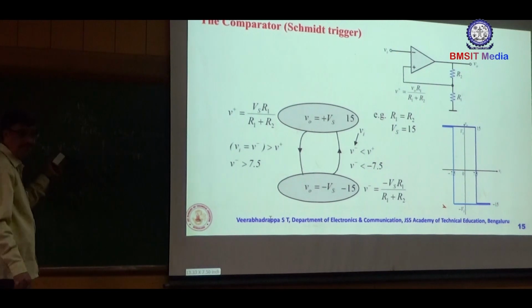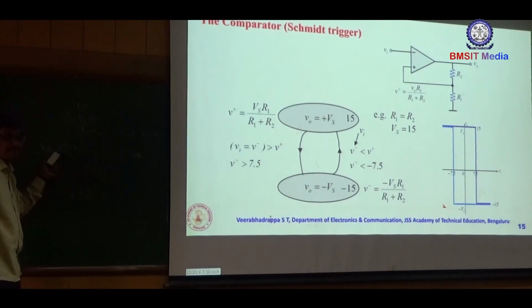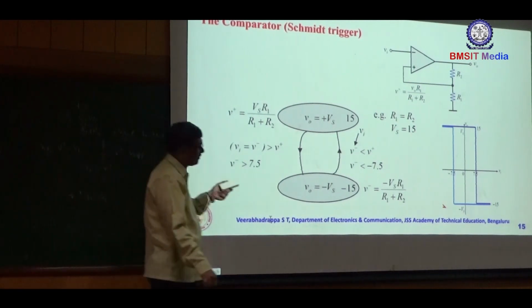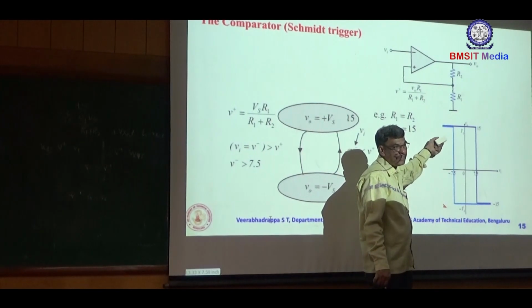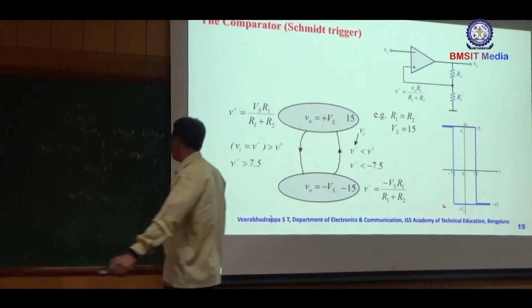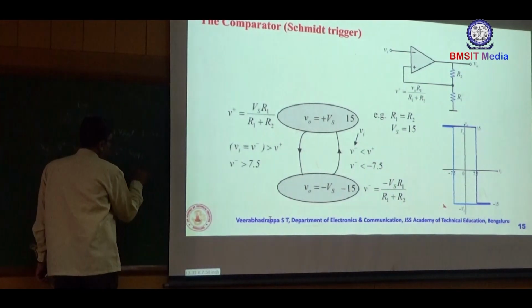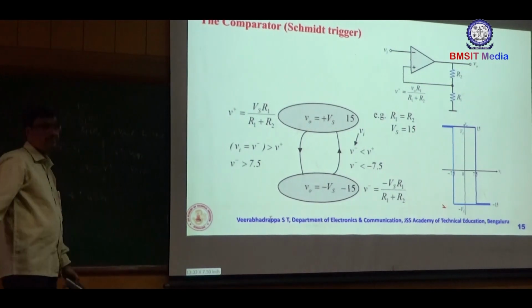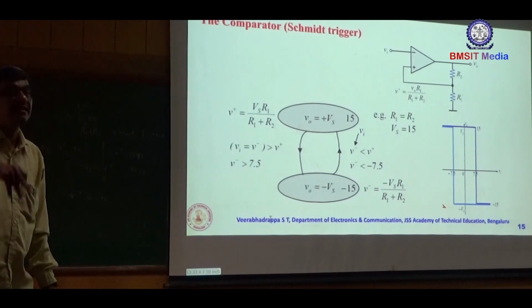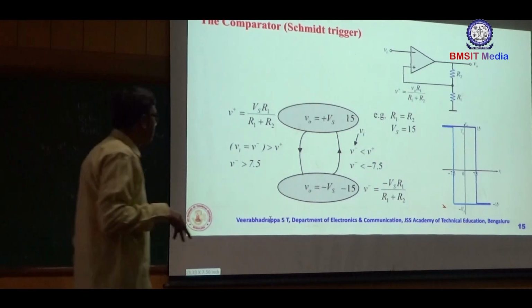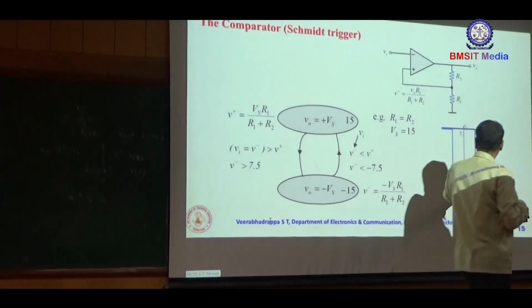VI is already negative. VI should be greater than this V plus, no? If it goes further smaller than this V plus, what happens? The output swings from the negative saturation to the positive saturation voltage. Therefore, this is also known as LTP, the lower threshold point. It forms a hysteresis curve.